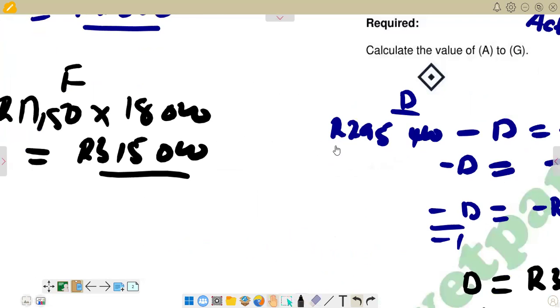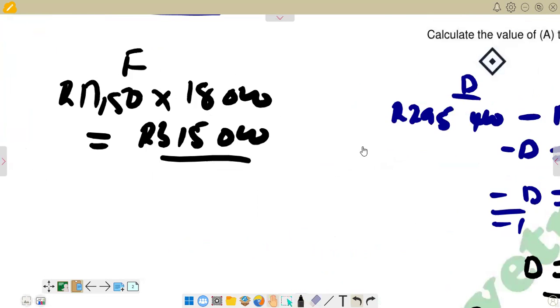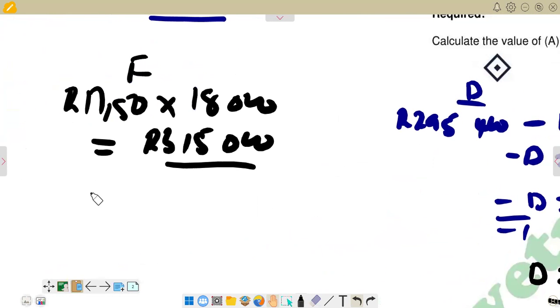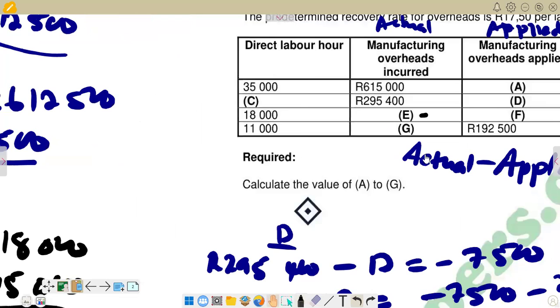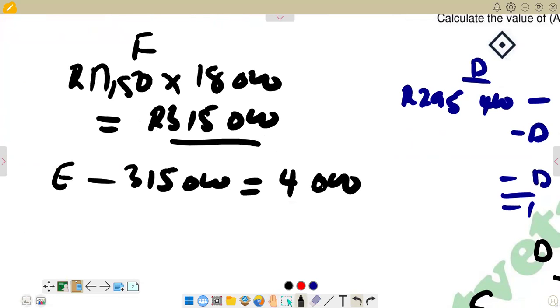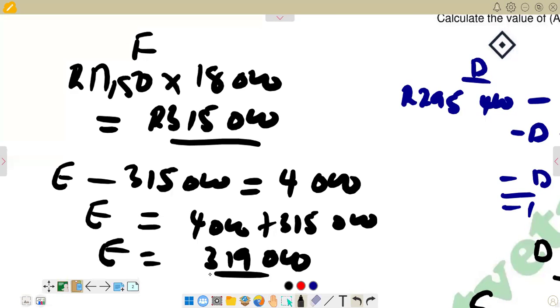Now we are saying E minus 315,000 gives you a variance of a positive 4,000. So our E is the one that we are looking for. Then we subtract 315,000 to get the variance there, which is 4,000, a positive 4,000. Then to get our E, we are saying it's equal to 4,000, and then we take 315,000 to the other side, it becomes positive, plus 315,000. Then our E becomes 319,000. So this is what we have according to E.